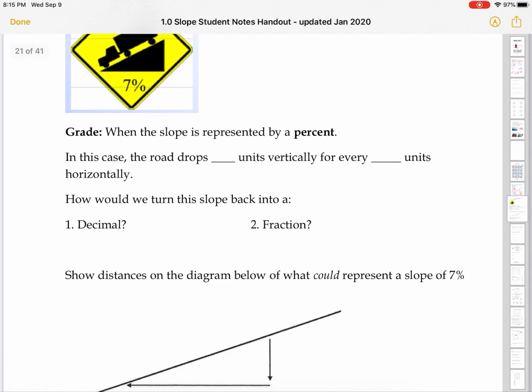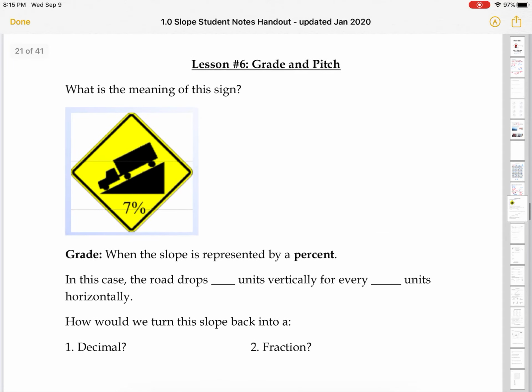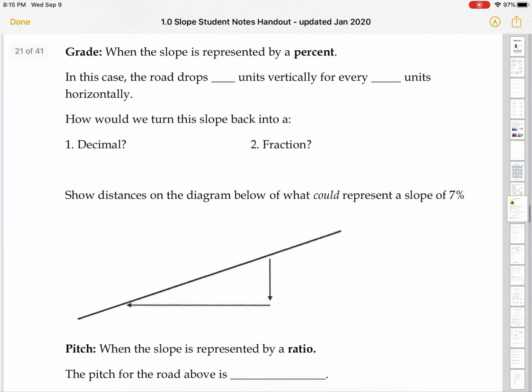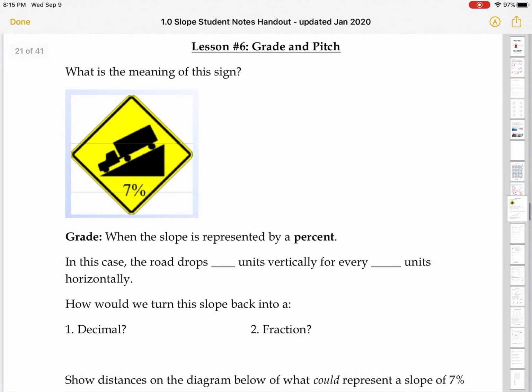All right. So we are now looking at lesson 6, grade and pitch, which starts on page 21 in your student handbook. So first we're starting with this idea of grade. And grade is used to talk about steepness of hills and roads. So as you can see, we've got a truck driving down there. So we want to think about why that would be important.